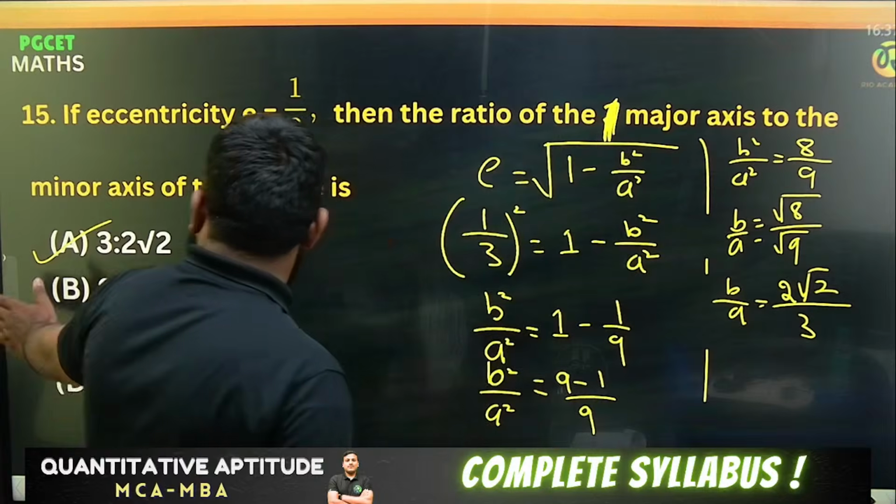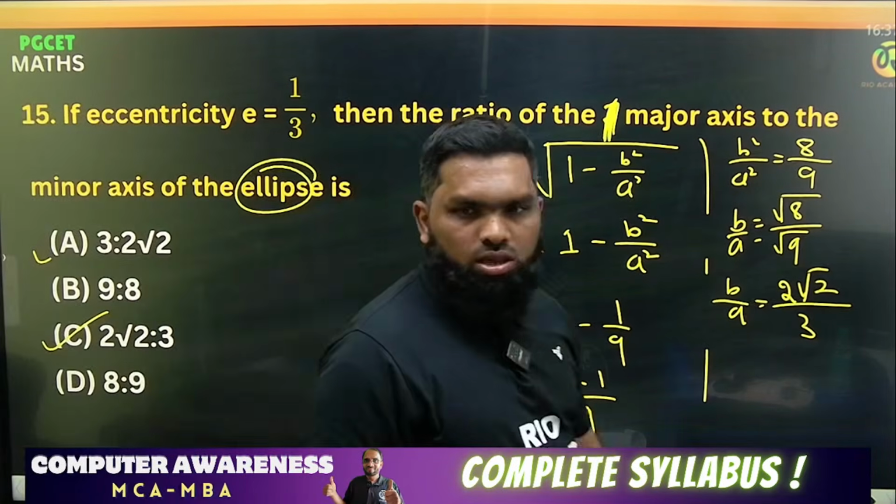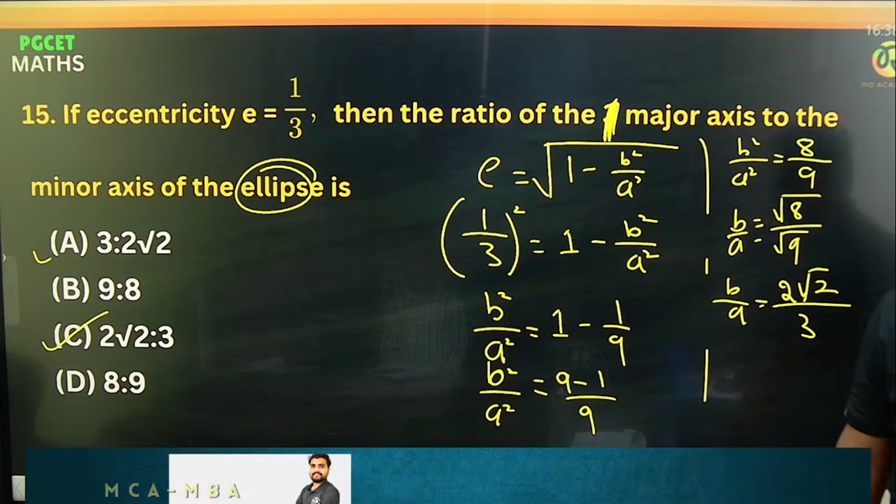What is the first option? Option C it is. Option C. 2 root 2 is to 3.